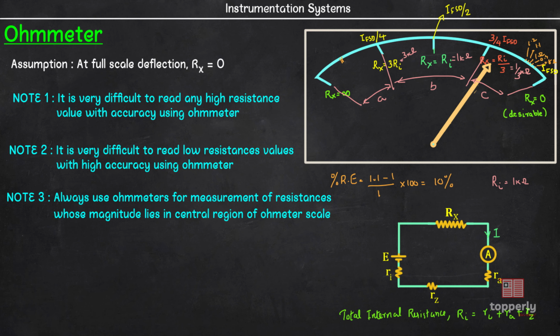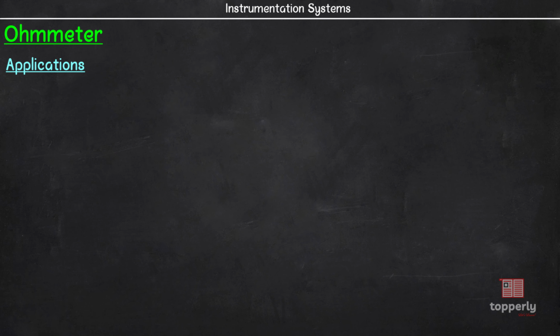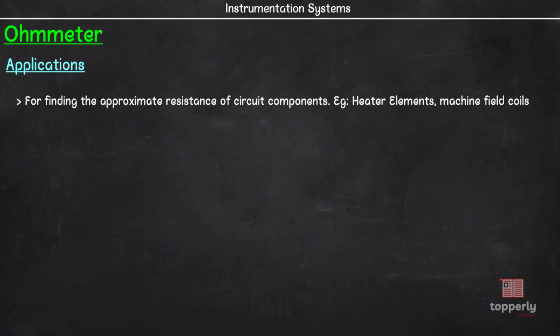So, ohm meters are mainly used for getting approximate resistance of circuit components like heater elements or machine field coils. It is also used in laboratories as an aid to a precision bridge, as it can help to know the approximate value of resistance, which can save time in balancing the bridge.